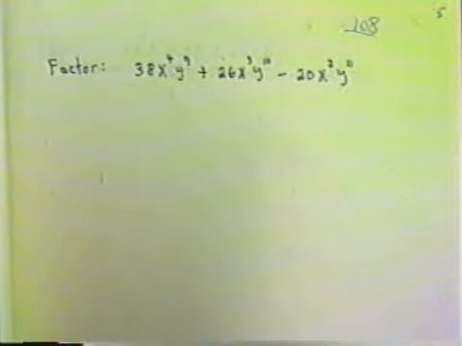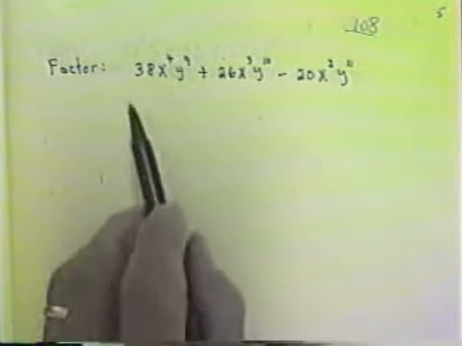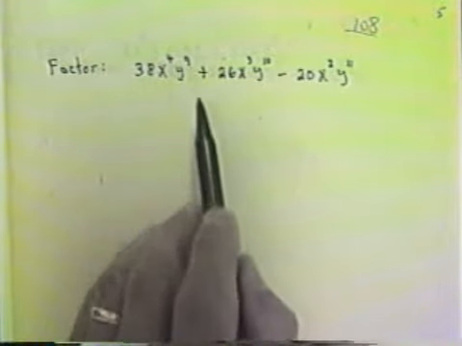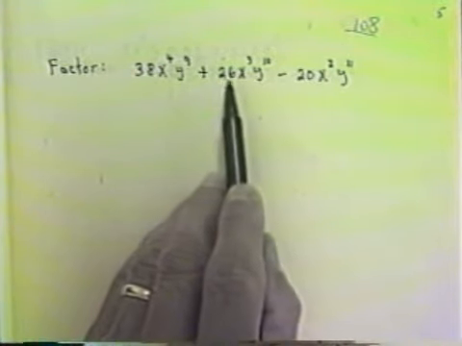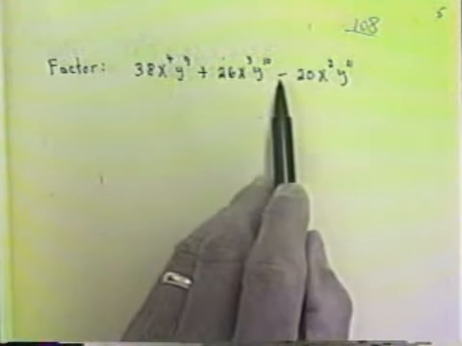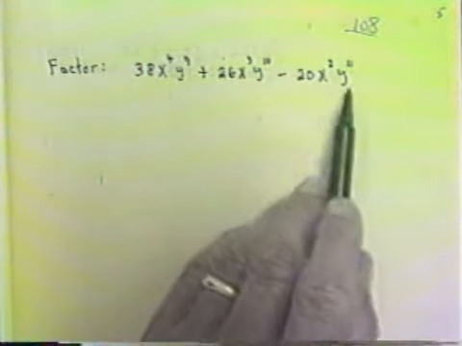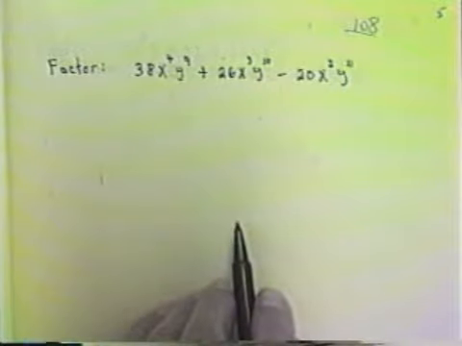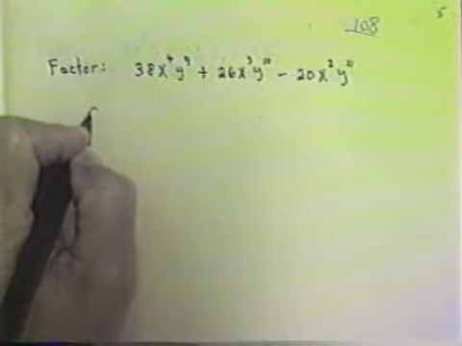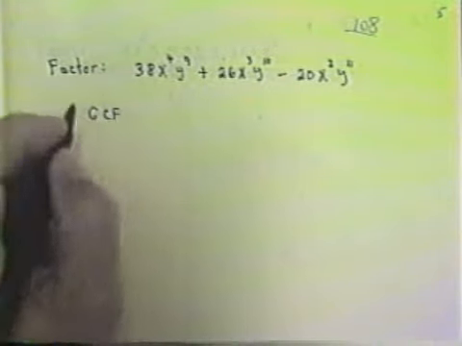Let's look at another example. Let's factor 38x to the 4th y to the 9th plus 26x cubed y to the 10th minus 20x squared y to the 11th. The first thing we want to do is to get the greatest common factor.